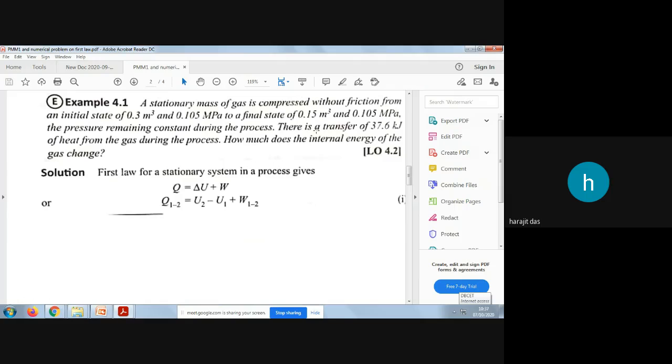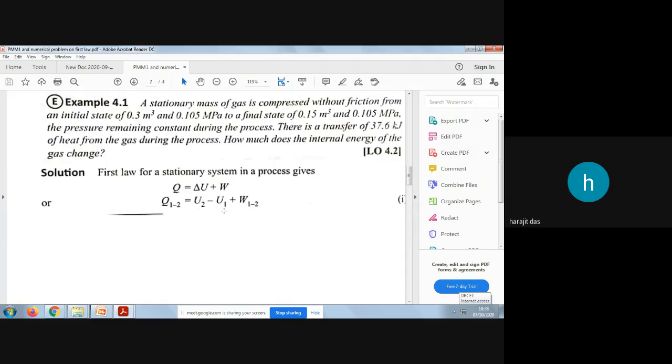So if this is Q, means the heat is evolving from the system, it will be negative. I am very much sorry, because earlier I told that this is work. This is not work transfer, this is only heat transfer. Here is a transfer of 37.6 kilojoule of heat from the gas. So if heat is evolving from any system, here it is negative. Now we are having this value, it is given.